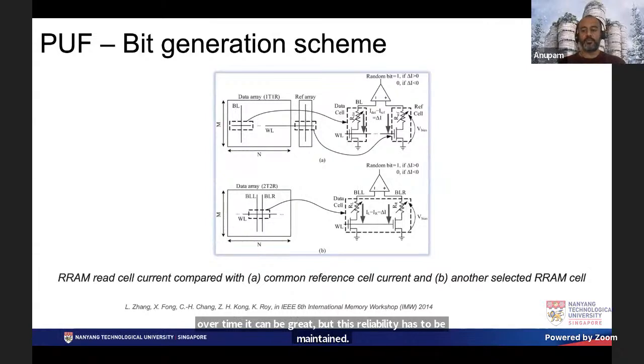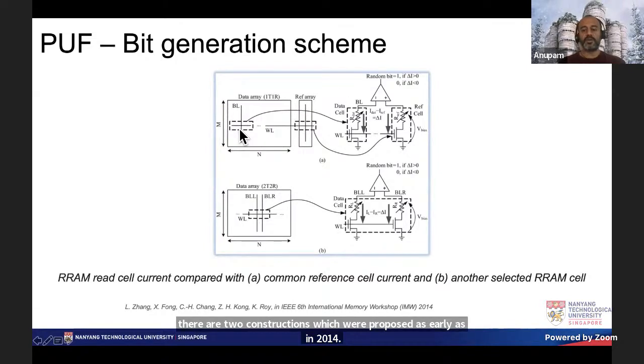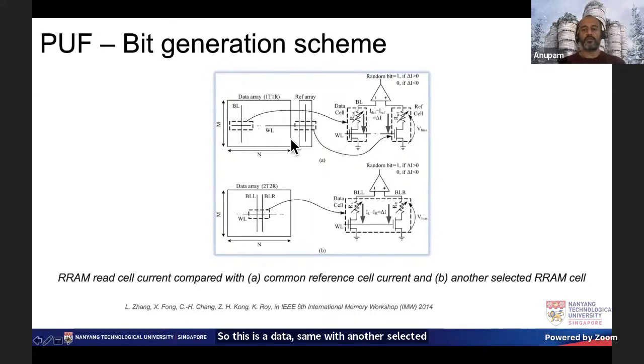So here are some constructions for the RRAM-based PUF cells. In contrast with TRNG, the PUF constructions are always associated with a challenge-response pair. There are 2 constructions which were proposed as early as 2014, where we look into the comparison between a data array with a reference array, or a data array with another selected cell. So this is a data cell with another selected cell, and a data cell with a completely separate reference array.